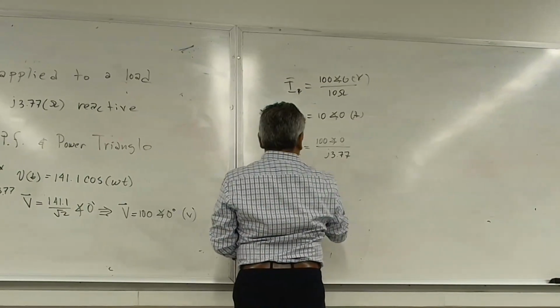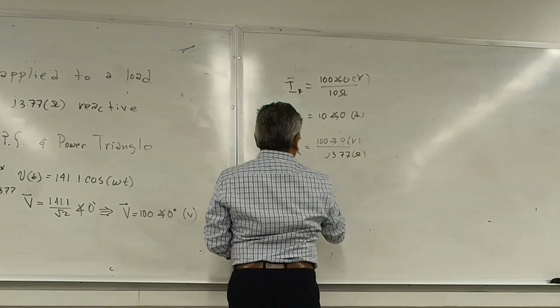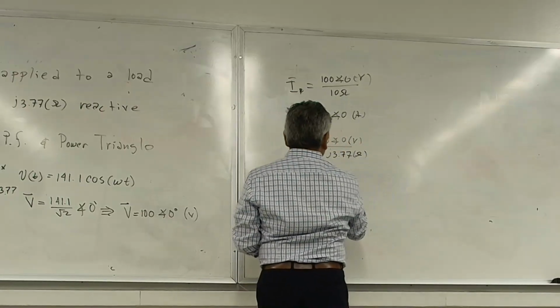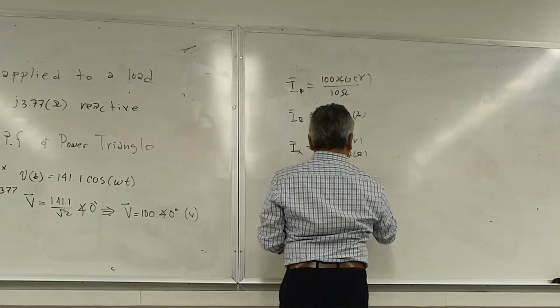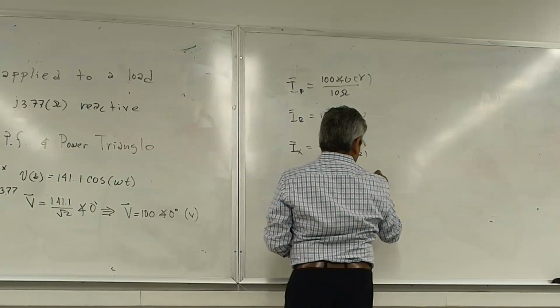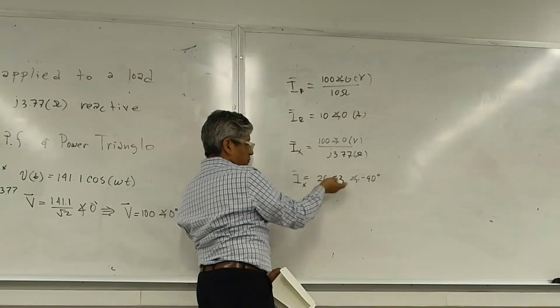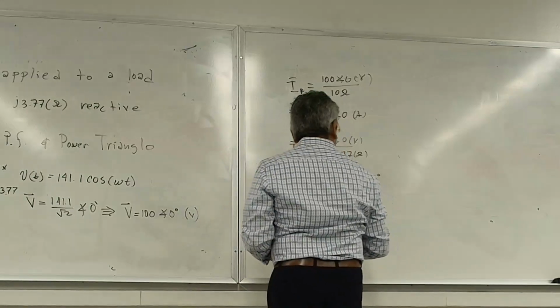For that we came up with the following. This is in volts, this is in ohms. Ix we said was 26.53 at an angle of minus 90 degrees. That makes sense, right? The current is lagging the voltage because we're feeding a pure inductor. So, all right, we're good. And this is in amps.